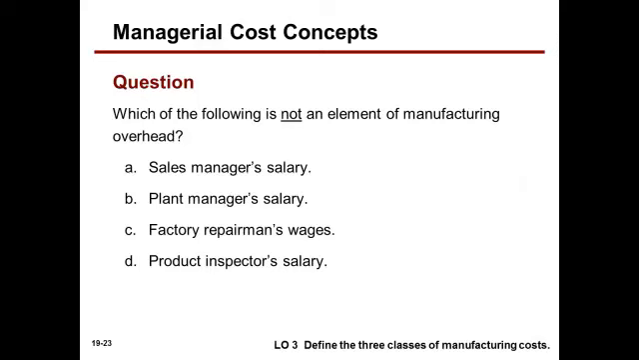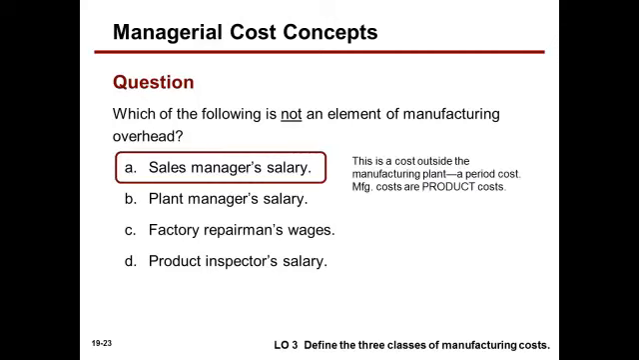Review question. Which of the following is not an element of manufacturing overhead? Sales manager salary. Why? Because this is a cost outside the manufacturing plant. This is what we'll call a period cost. Manufacturing costs are product costs incurred in the context of the plant. Period costs are incurred outside the manufacturing plant.